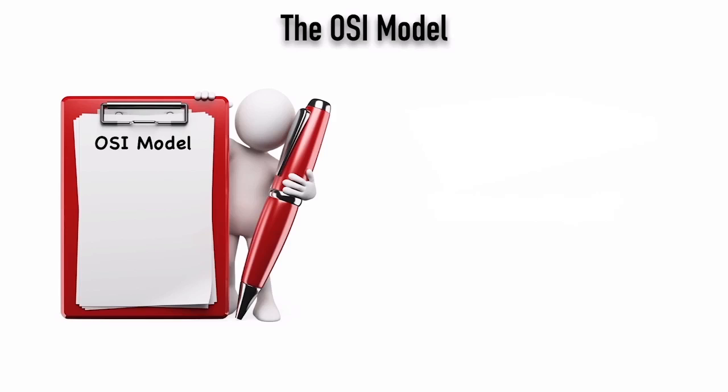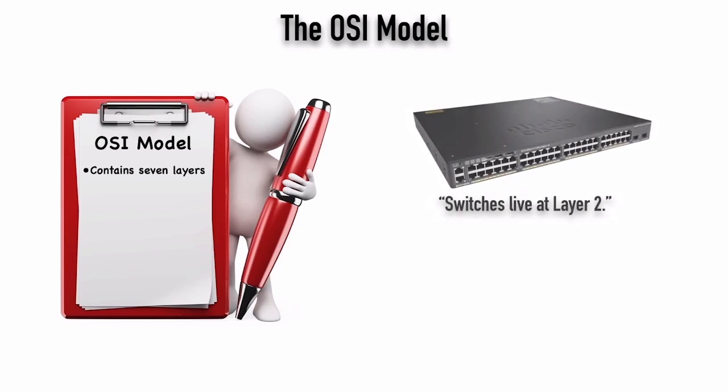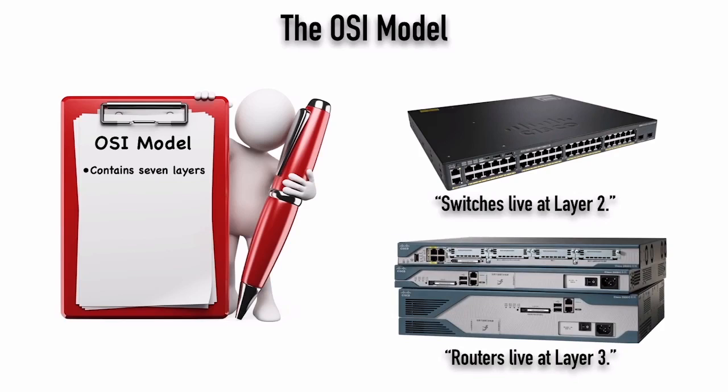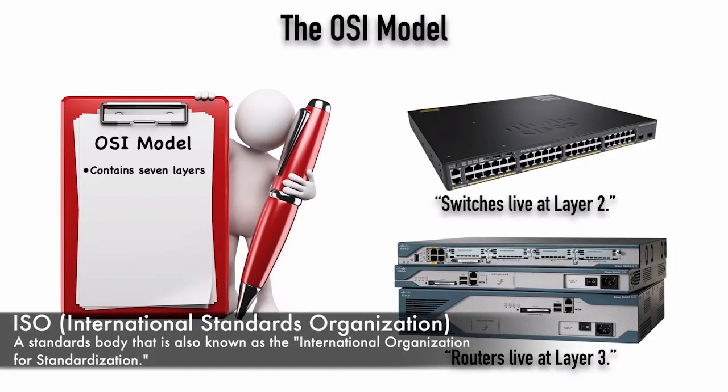The OSI model contains 7 different layers that we're going to be discussing. And you might hear, for example, somebody say that switches live at layer 2 of that model. You might hear somebody say, or you might read, that routers live at layer 3. And as we talk about the OSI model, it can become a bit of acronym soup. Here's what I mean by that. Technically, this OSI model is the ISO OSI model. ISO is a standards body, the International Standards Organization, and they defined this Open Systems Interconnect, or OSI, model.